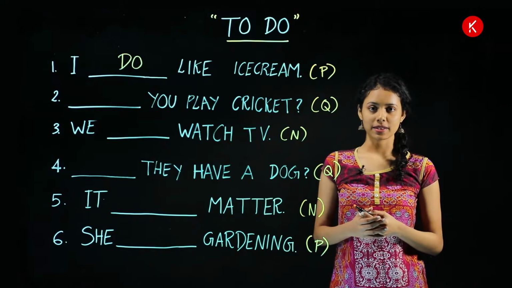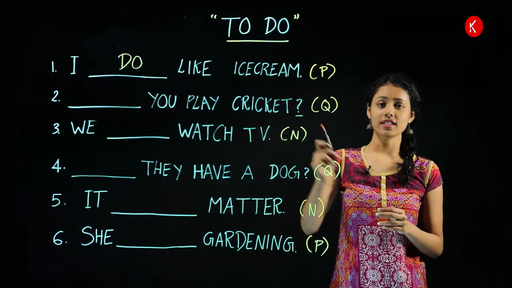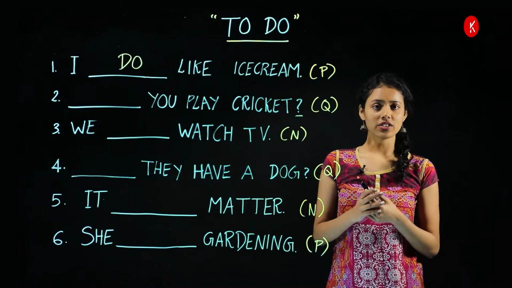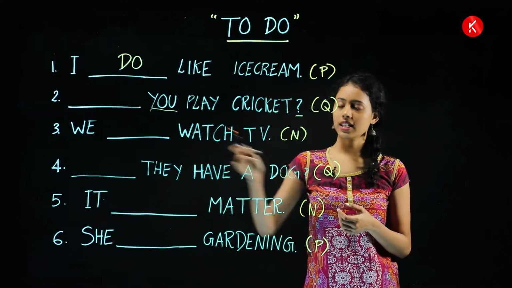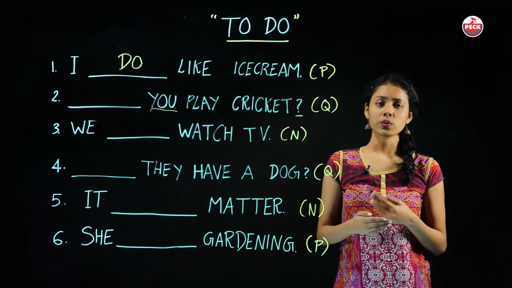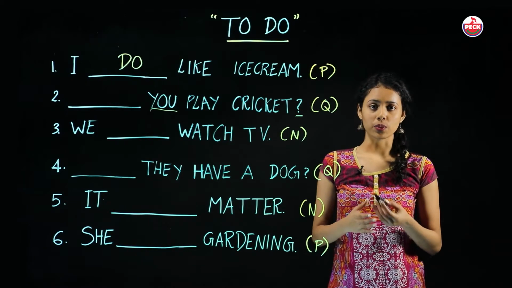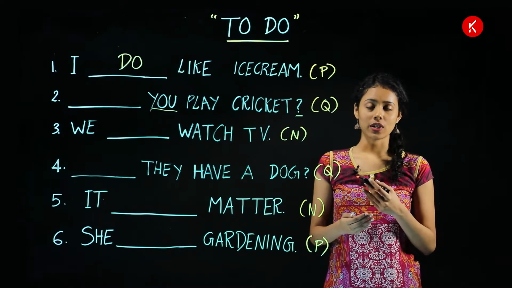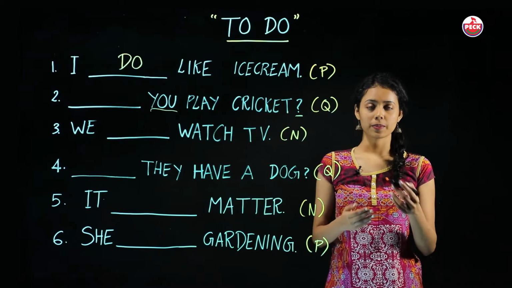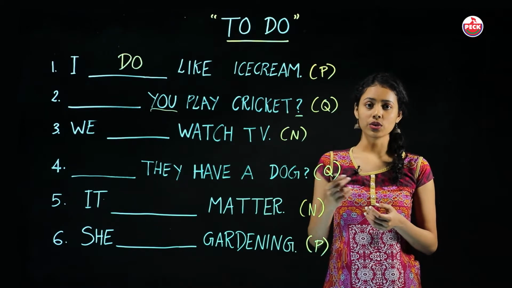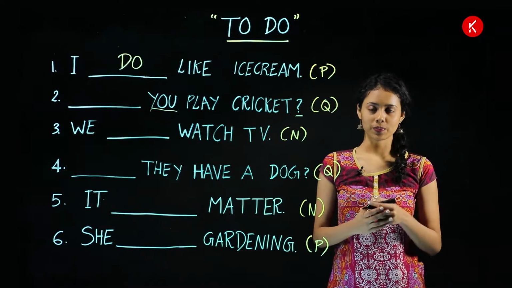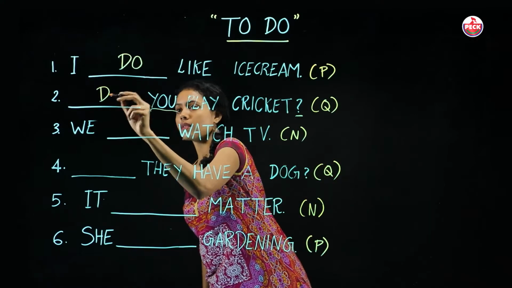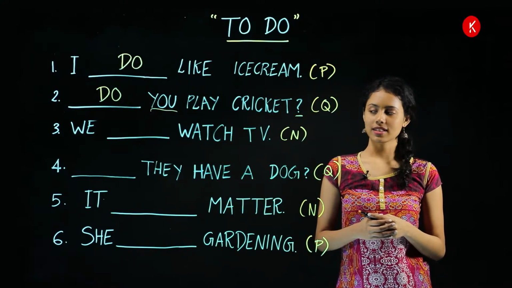Let's move to the next sentence. Blank you play cricket. Now here you notice there is a question mark. So you know that the sentence is a question. Let's look at the subject. The subject is you. So what would be the right form of the verb to do for you? It would be you do. So to make it a question, you have to invert the subject and the verb of the positive sentence. So you do will become do you. So it would be, do you play cricket?